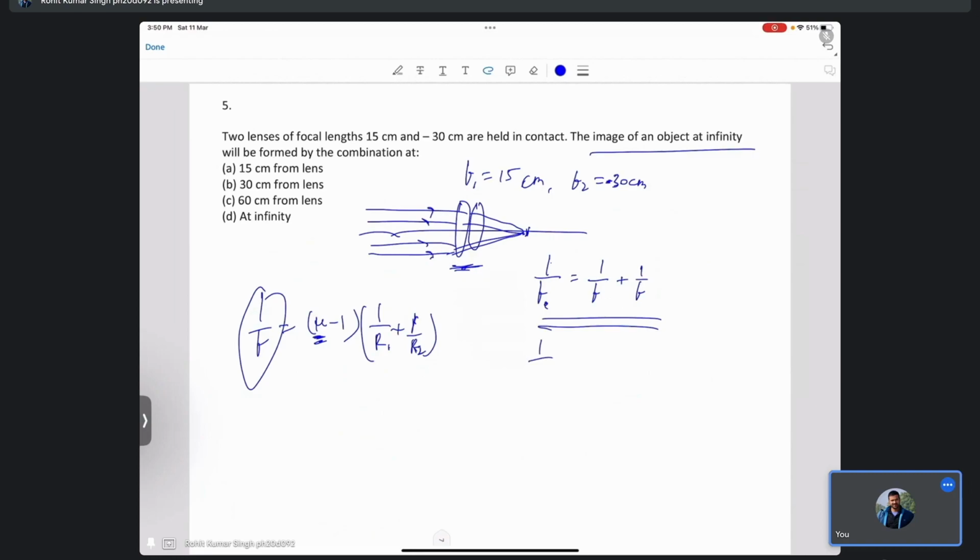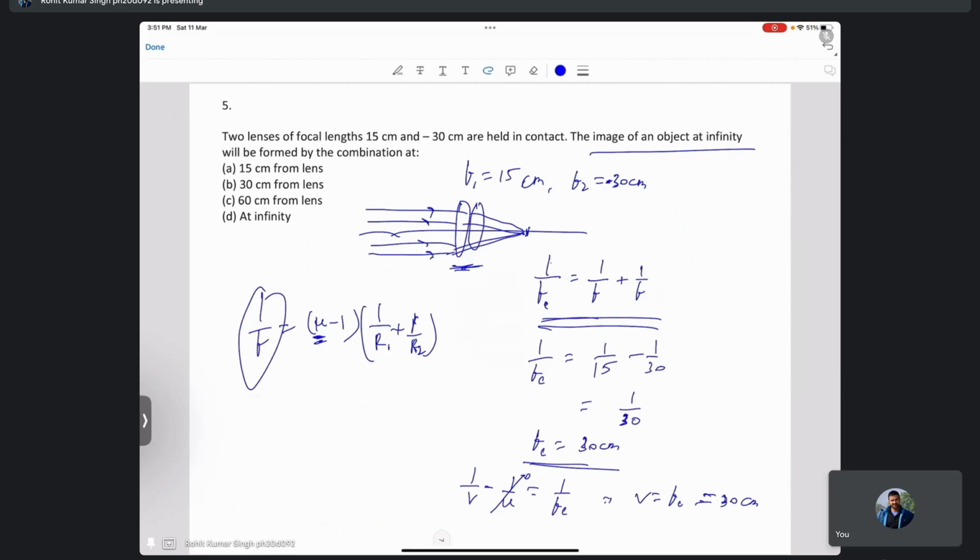It's a simple derivation. You can do it quickly. So in this formula we can just put both values like this, and we'll get 1 by 30, right? So effective focal length will be 30 centimeter, and you can use the thin lens formula to calculate this, but you know that the object is at infinity, so this is 0. So the image is formed at the focal length. Simple problem of ray optics.